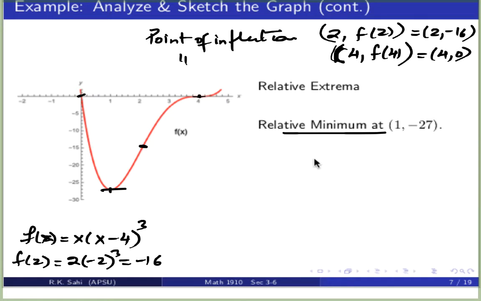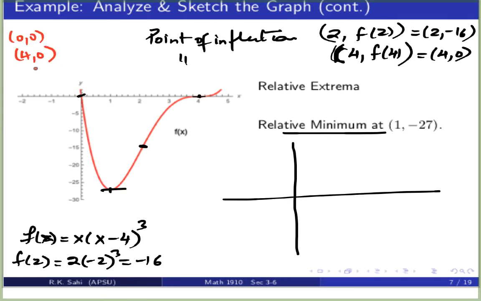What I would recommend to you is to look at the domain, which is all real numbers. This is given, but I will still show you how to do it. It's passing through the point 0, 0. Remember, the intercepts are 0, 0 and 4, 0. So the thing you should be doing is to eyeball 0, 0 and 4, 0.